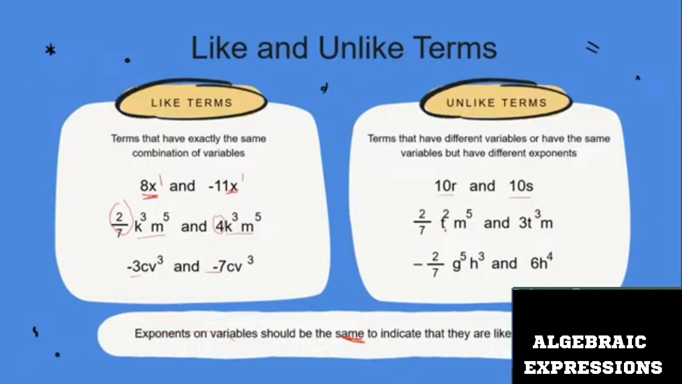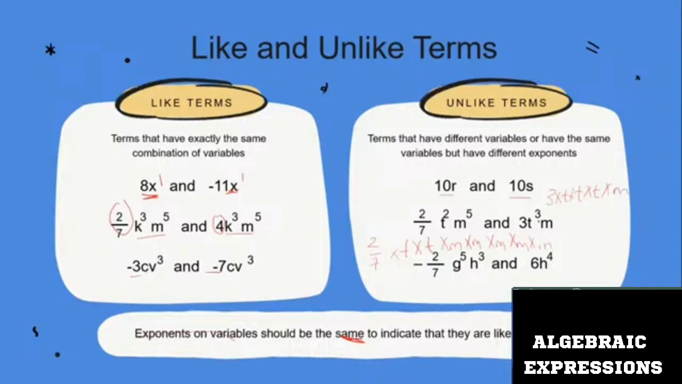The next one, you can see here that we have t to the power 2 and m to the power 5. Here we have t to the power 3 and m. So a better way to see this is to expand it. Say 2 over 7 multiplied by t multiplied by t multiplied by m, 5 m's like this. On this side we have 3 multiplied by t by t by t by m.